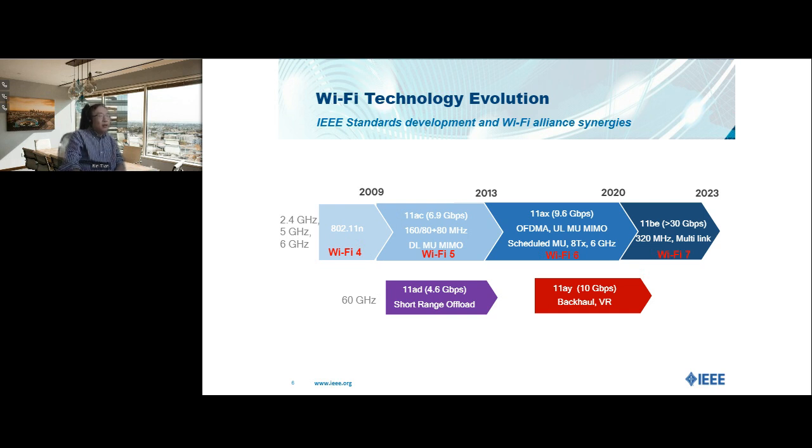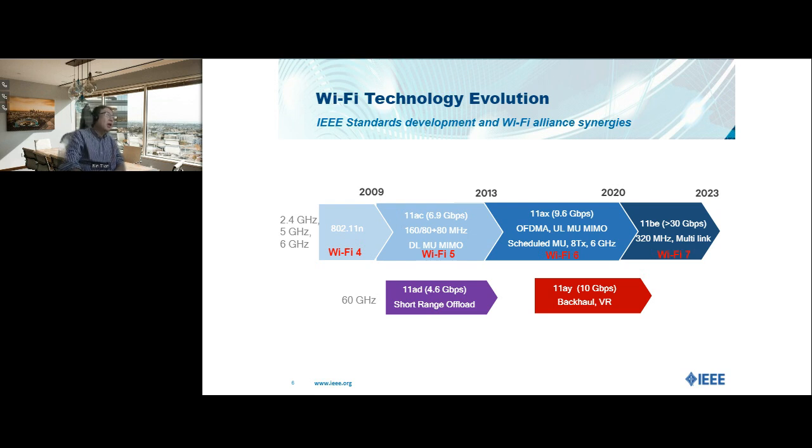And beyond 2020, the IEEE is working on something called 11be, which will become the future generation, Wi-Fi 7. This standard is still being worked on. We hope to finish it next year. So once it's done, hopefully we can have another training like this to introduce everybody to the standard details of this one.